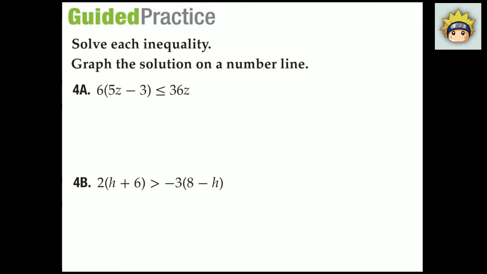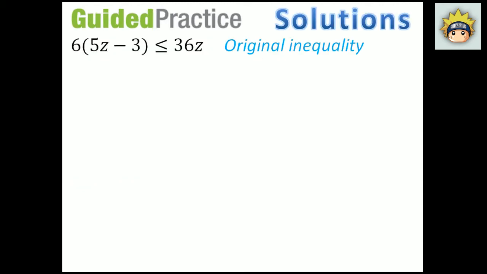What I would like you to do now is the guided practice. Solve each inequality, then graph the solution on a number line, 4a and 4b. Please pause the video if you would like to take some time to try and attempt the problem. We have the first problem here. The original equation is 6 parentheses 5z minus 3 close the parentheses is less than 36z.